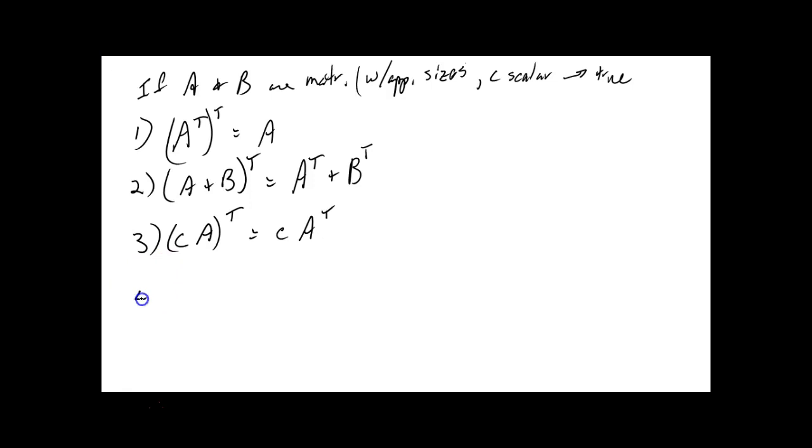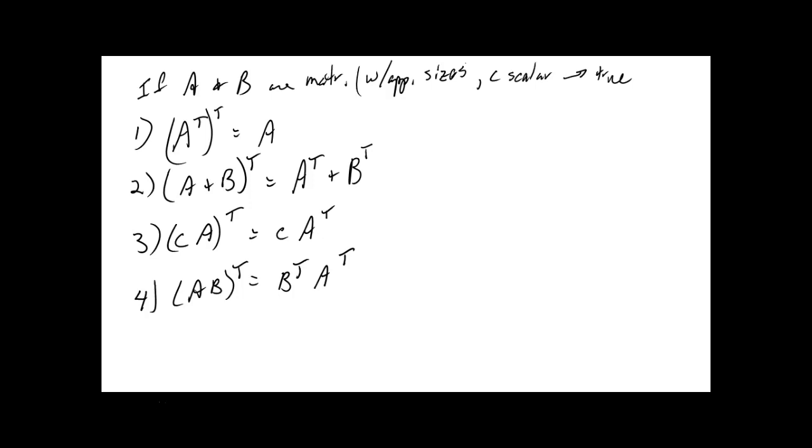Now, number 4 is the one we noted in the discovery. What do you reckon AB transpose is? Any ideas? We just did it in the discovery. We showed it for a 2x2. It's what? B transpose times A transpose. Exactly. The transpose of a product is the product of the transposes, but in reverse order. Okay.